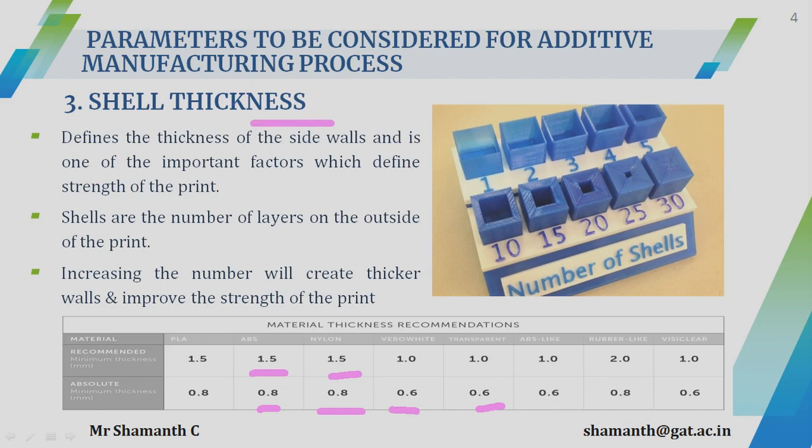and based on that you can set the shell thickness accordingly. If you do not want the print to be much stronger, then you can choose a very small shell thickness. If you want a stronger print, then you have to go for a larger number of shells, which is correlated to the thickness of the shell.